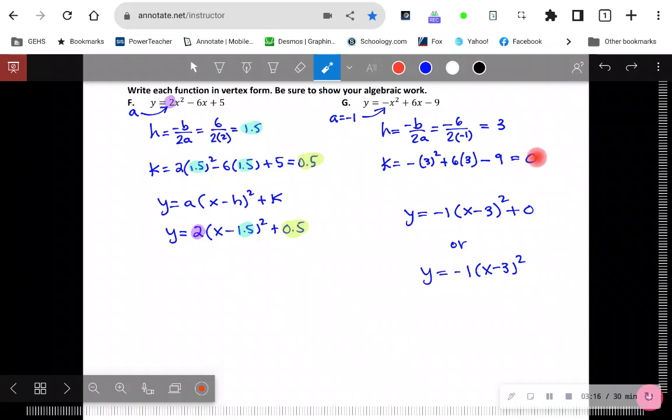So you use that for the k, this for the h, and this for the a. And you can see the a right there, opposite of the h goes here, and k goes at the back. The only thing I'll say about this answer is that plus 0 can be left off.